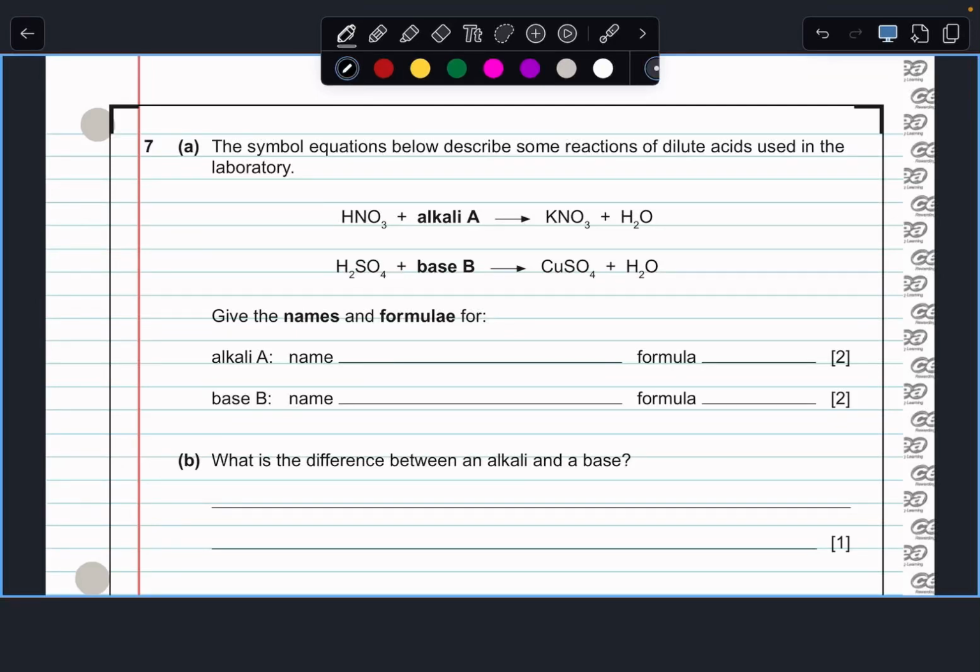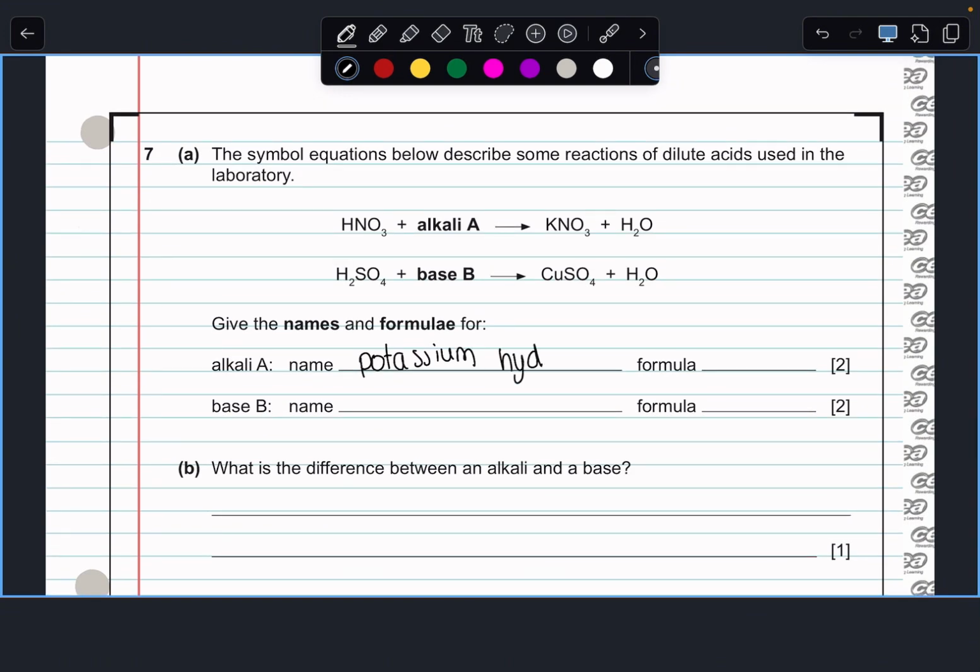The simple equation below describes some reaction to dilute acids used in the laboratory. So nitric acid plus an alkali A gives potassium nitrate plus water. So we have to originally know where on earth do we get the alkali from. The alkali comes from always in the salt, the start of it, so potassium. And then alkali is always hydroxide.